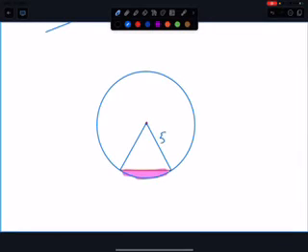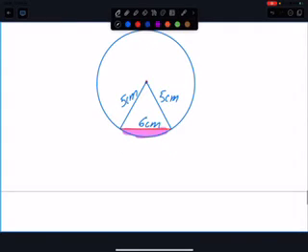It says 5 centimeters. This is 5 centimeters, and the bottom is 6. The question is, find the area of the triangle. An area of any triangle is a half multiplied by the base multiplied by the height.